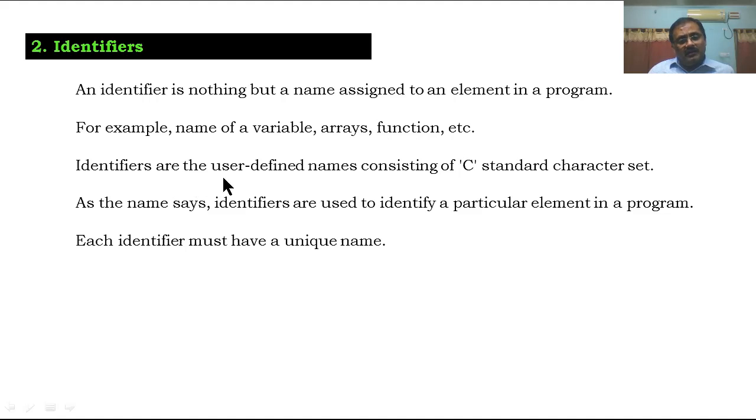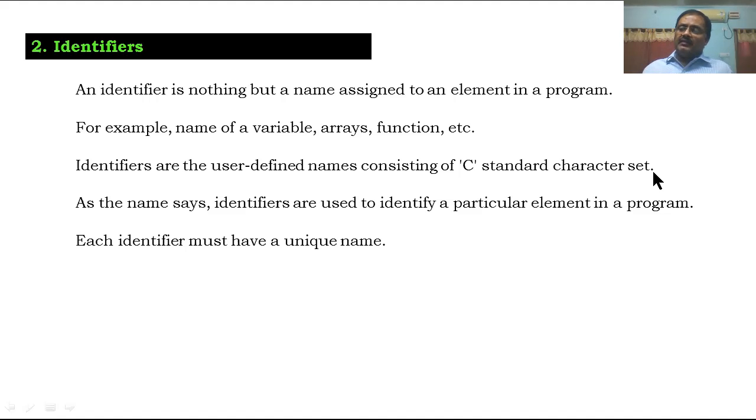Identifiers are the user-defined names consisting of the C standard character set. We may also refer to an identifier as a variable name, x. For example, x is equal to 5. So x references the value 5. Why? Because at present 5 is assigned to x. Or AVG, it refers to some value corresponding to the average of some numbers.